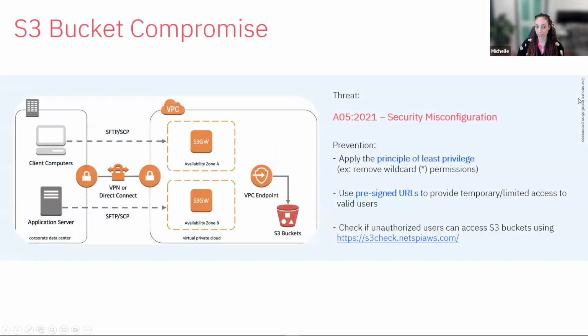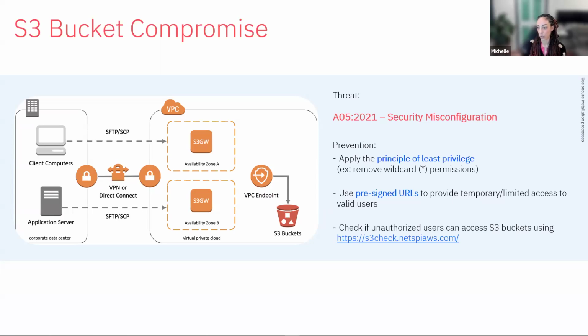All right. So this was an S3 bucket compromise, onto the first finding of the day. This falls into the security misconfiguration category. To get ahead of something like this, you want to apply the principle of least privilege, right? So remove wildcard permissions as an example. Use pre-signed URLs to provide temporary or limited access to valid users for specific resources, as opposed to just granting permission without any limitations. You can actually limit that a little more sufficiently.